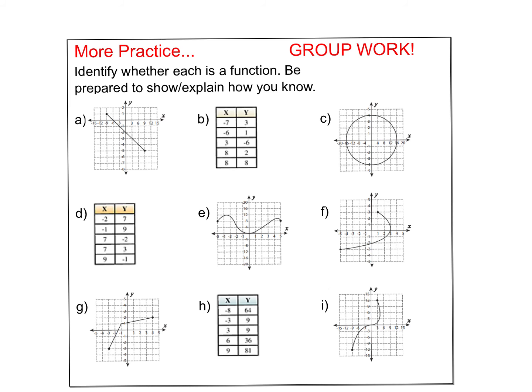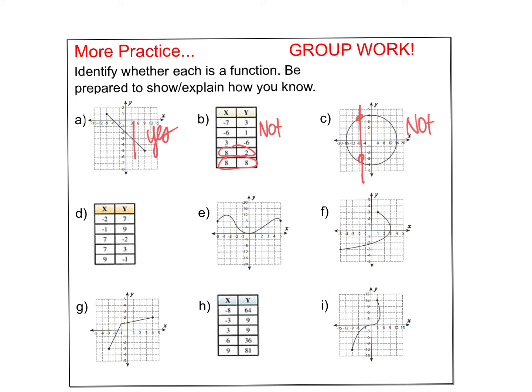All right, letter A, you should have yes, it is a function. It passes the vertical line test. Letter B, they put an 8 in and got a 2, and then they put an 8 in and got an 8, so this one is not a function for that reason. Letter C, it looks like it crosses twice here, so that one is not a function.